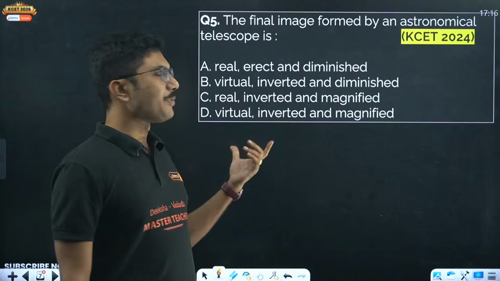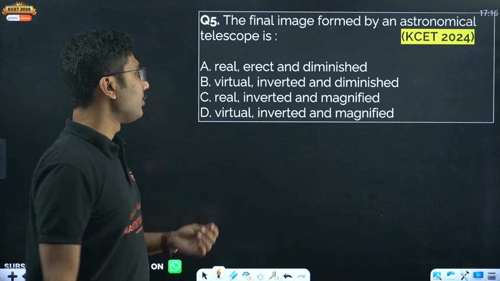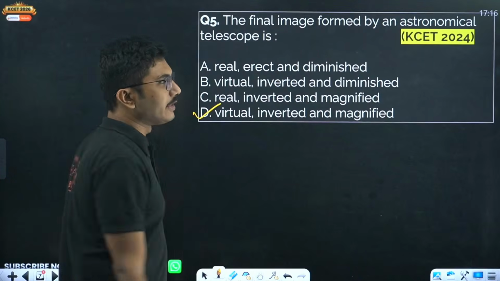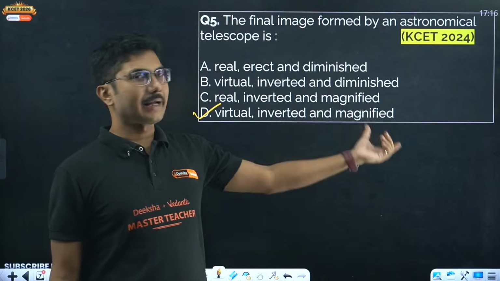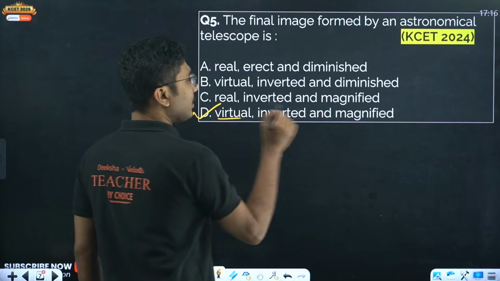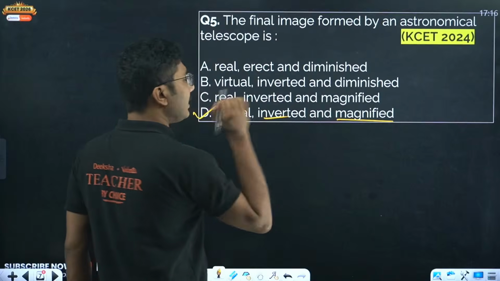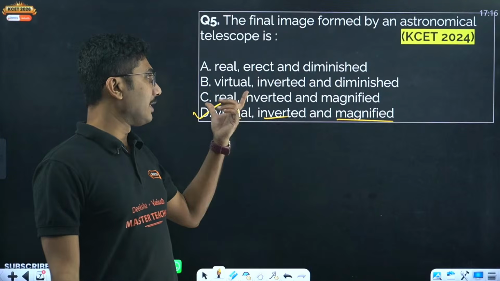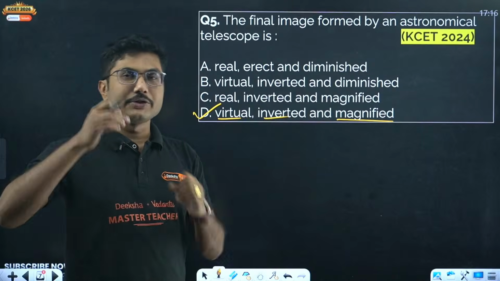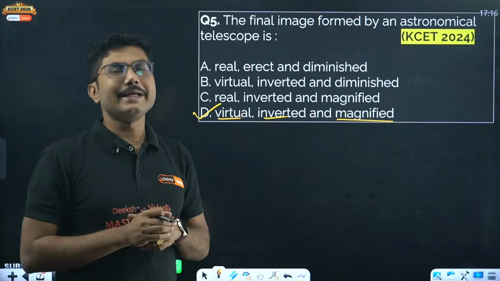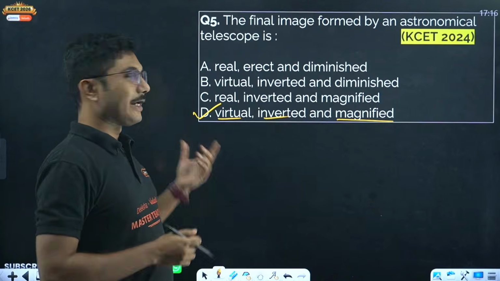Now what type of image will it give? A telescope will give you a virtual, inverted and magnified image. If you combine virtual and magnified, this automatically comes, even if you are not sure whether it will be inverted or erect. So virtual and magnified, because you are using the telescope through your eye.